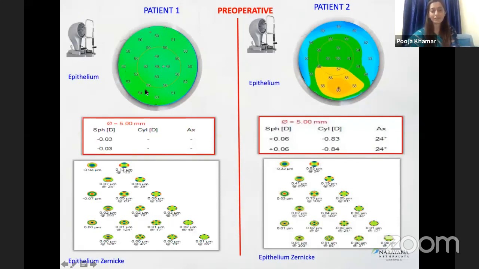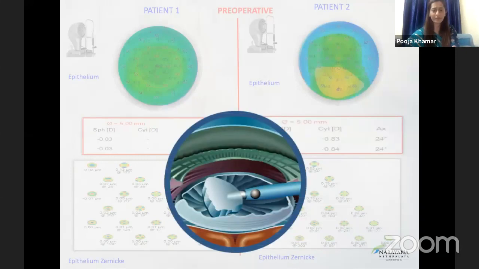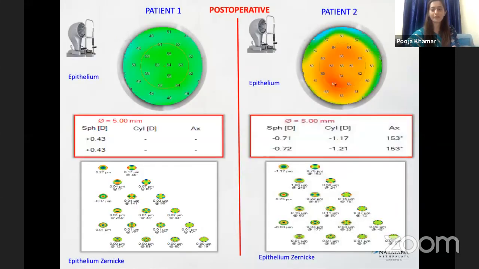The first patient, who is happy, has a regular epithelium. However, the second patient has a lot of irregularities present in the center, which is the pupillary area, and in the periphery. And on the epithelial Zernike profile, the 0.85 cylinder is coming just from the epithelium. So this patient went ahead with cataract surgery, and post-operatively during healing, this patient had even more irregularities present and the cylinder had increased. And this is just from the epithelial Zernike, compared to the other patient where you can't see any cylinder.